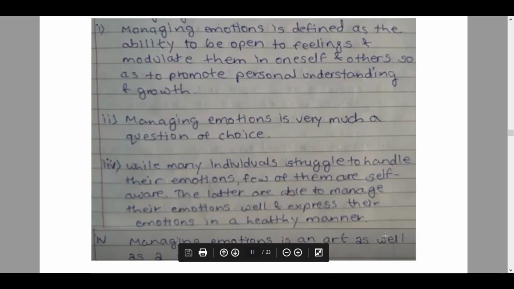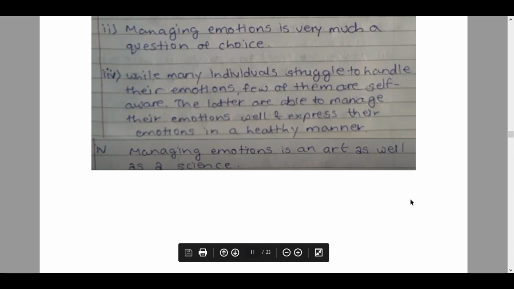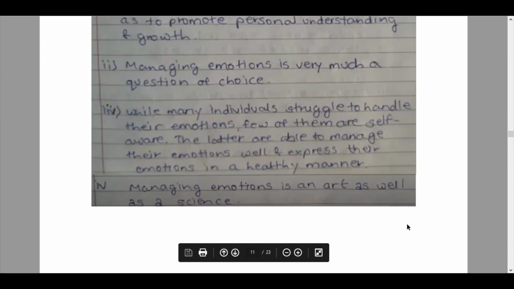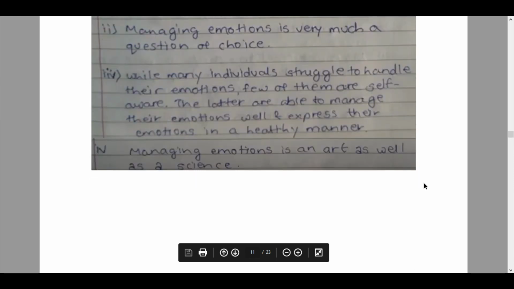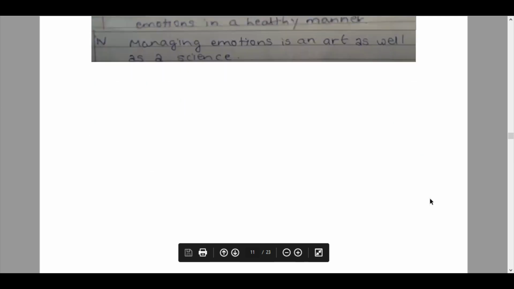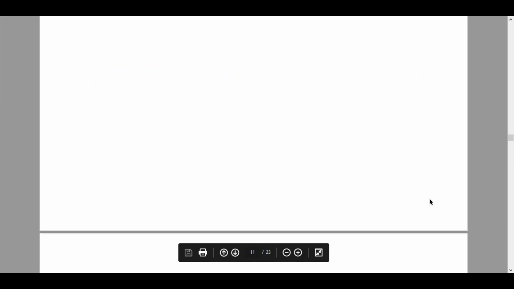While many individuals struggle to handle their emotions, few of them are self-aware. The latter are able to manage their emotions well and express their emotions in a healthier manner. Managing emotions is an art as well as a science. So, this is our managing emotions, part D.